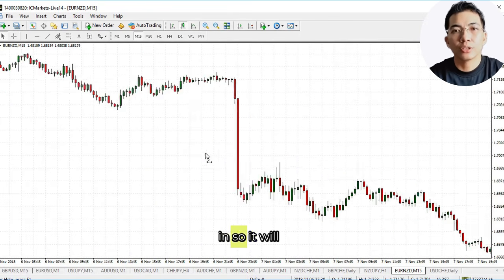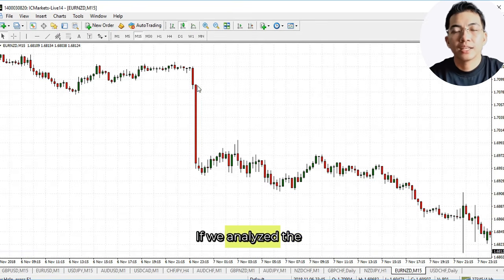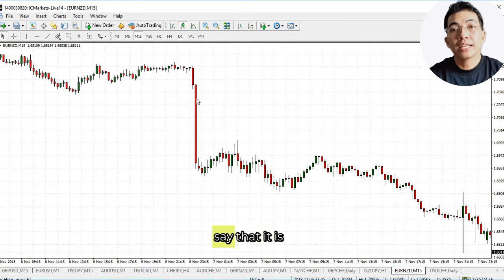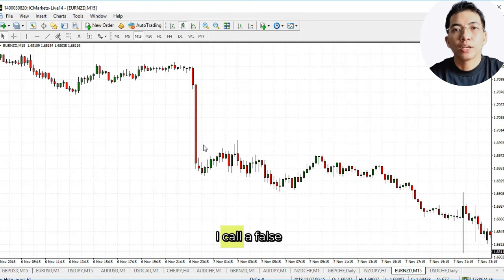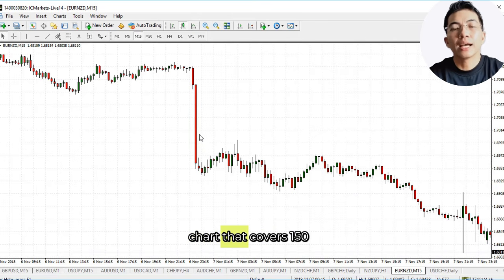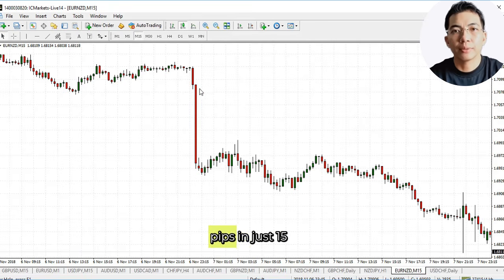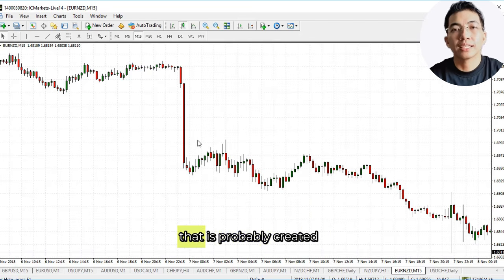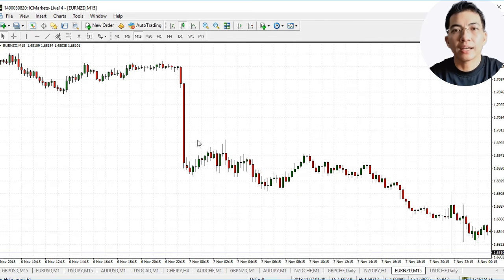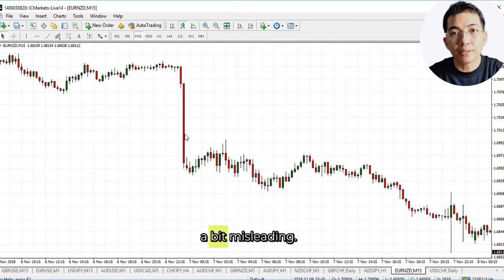Let me also zoom in so it will be clearer. If we analyze the single candlestick, we will say that it is almost a bearish Marubozu, a strong sign of a continuation of the previous trend. But this is what I call a false candlestick. This is a candlestick on the 15 minutes chart that covers 150 pips in just 15 minutes. Definitely an unusual movement that is probably created from speculating on an important news on the New Zealand dollar. This is not a candlestick that can be compared to the others, and it may be a bit misleading.